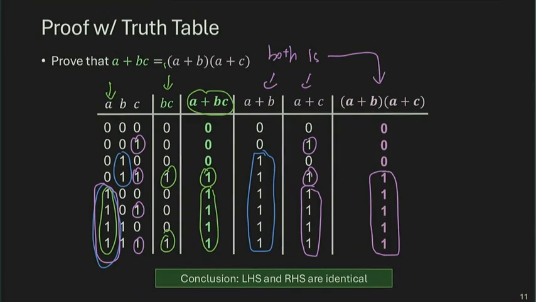And with this, now if you compare the A plus BC column and the A plus B and A plus C column, they're exactly the same. And that allows you to conclude that the left-hand side and right-hand side are identical. Any questions?